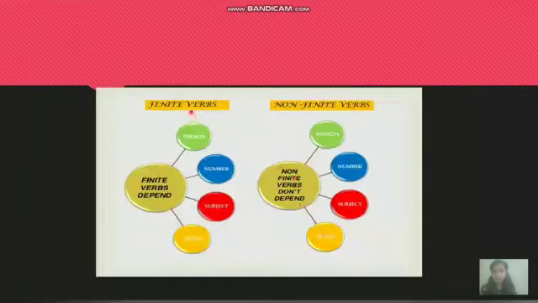Finite verbs depend upon the number, person, subject, and tense. Whereas the non-finite verb does not depend upon the person, number, subject, and tense. So the finite verb and the non-finite verb are contradictory with each other. It just functions the opposite.